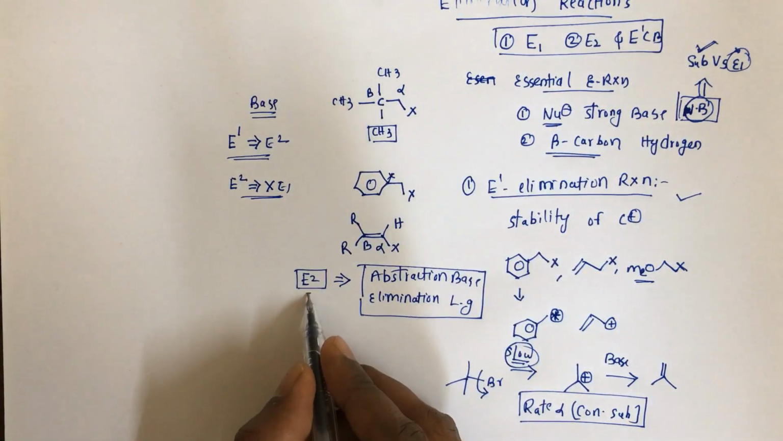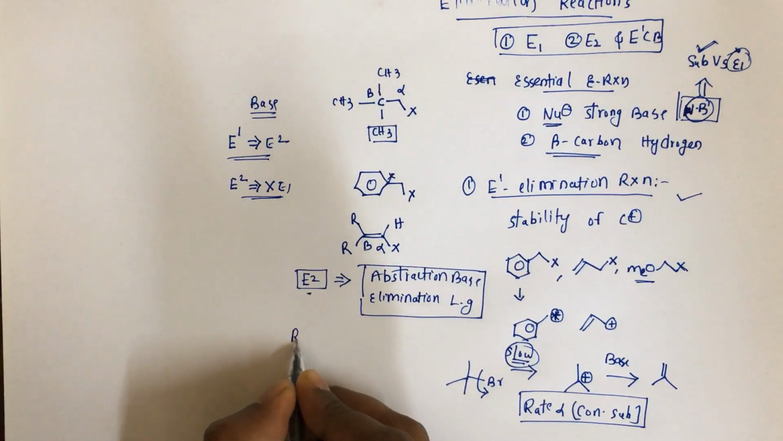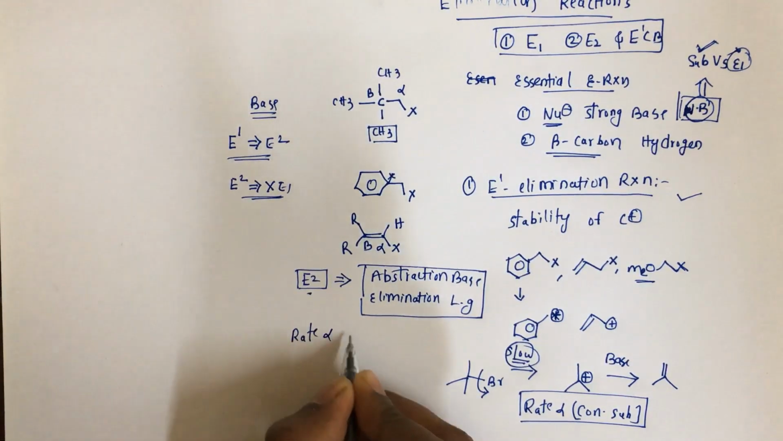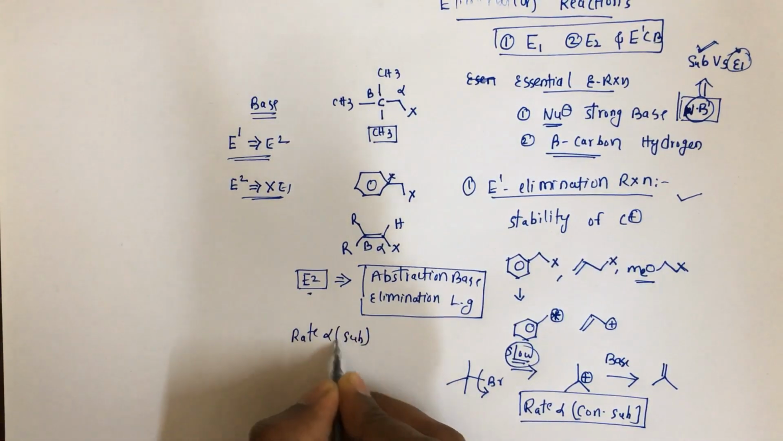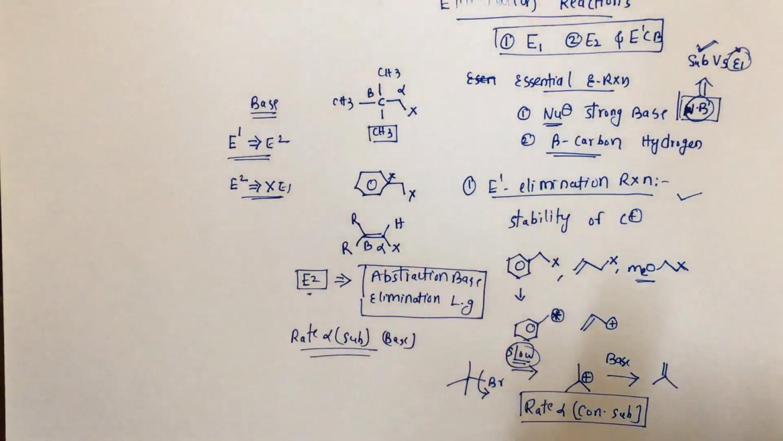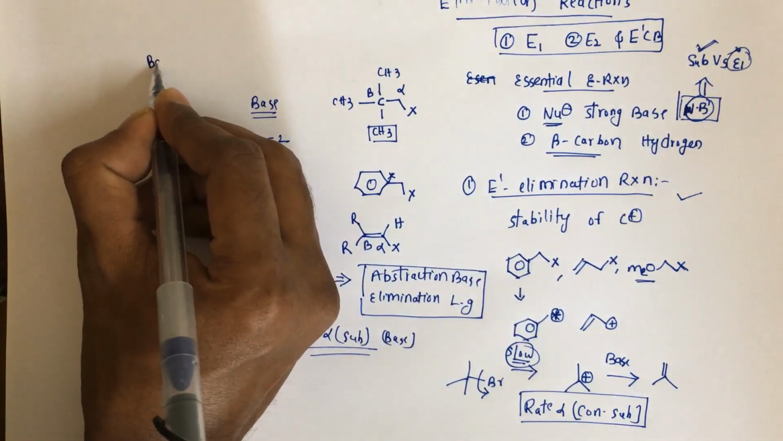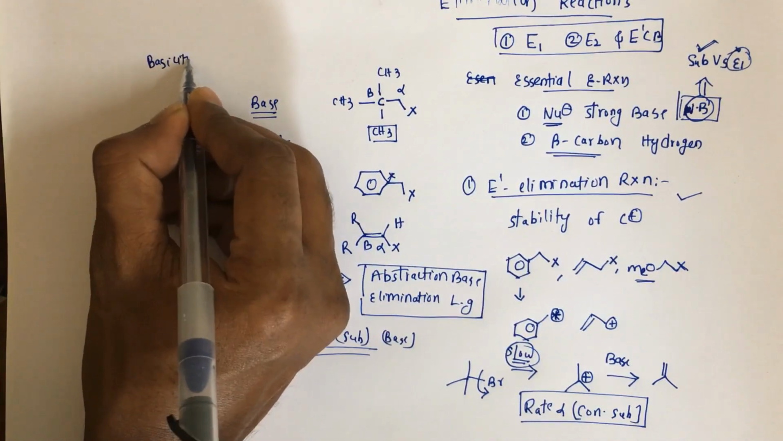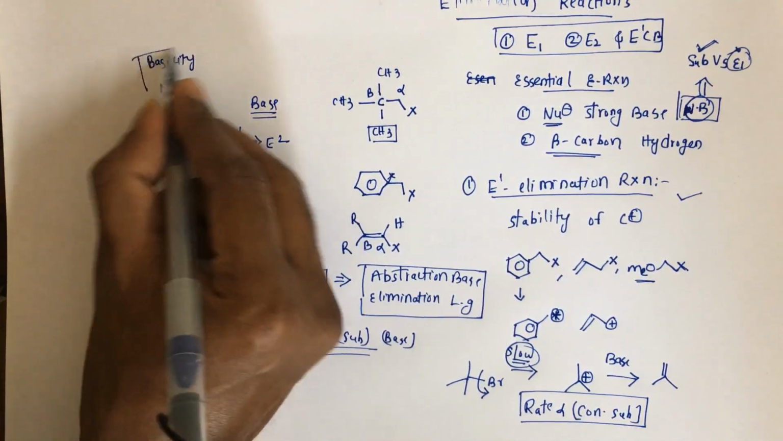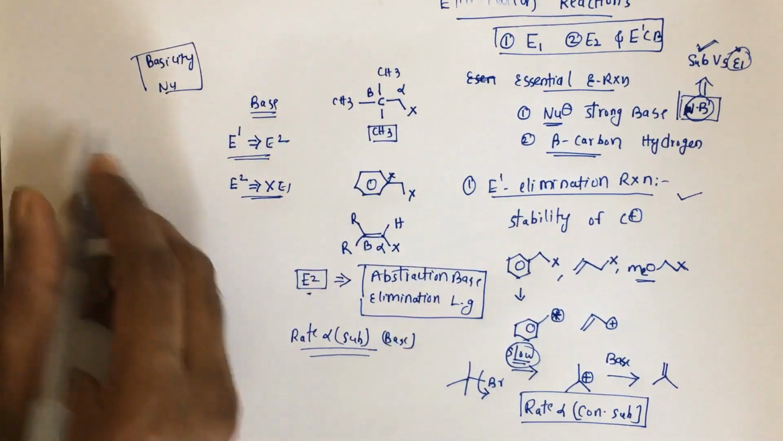Whereas in case of E2 elimination, the rate depends on both the substrate as well as the concentration of base. So this is the brief introduction about the elimination reactions. Now we'll go to the effect of basicity and the effect of nucleophilicity. These are very important, and also leaving group and temperature.